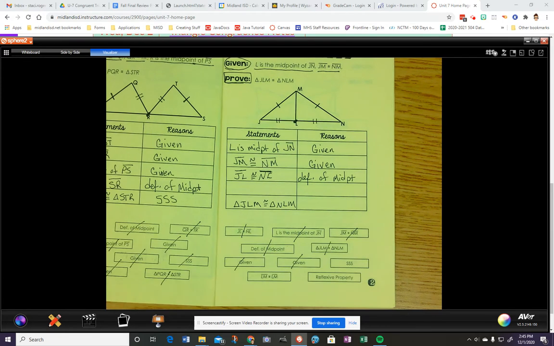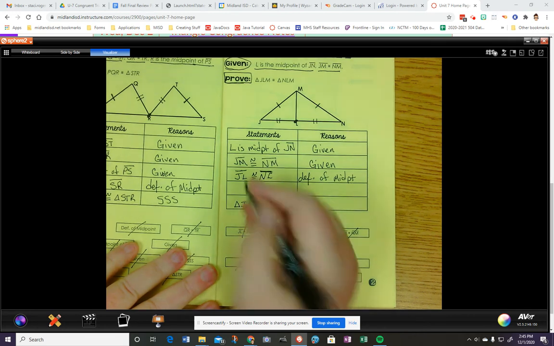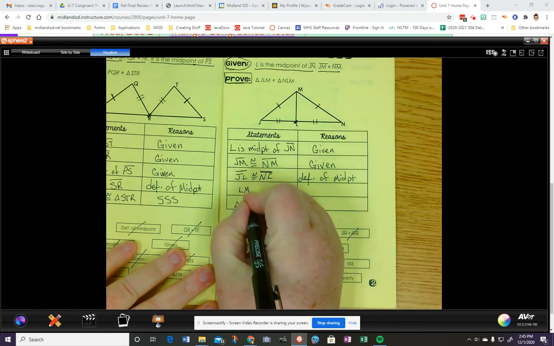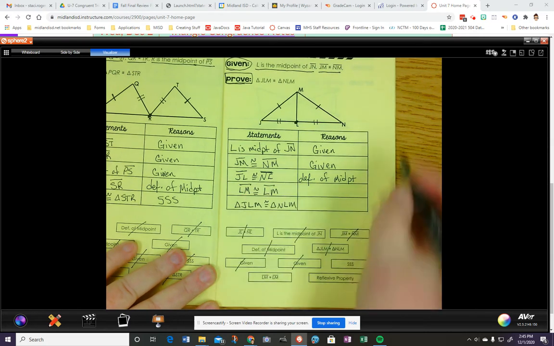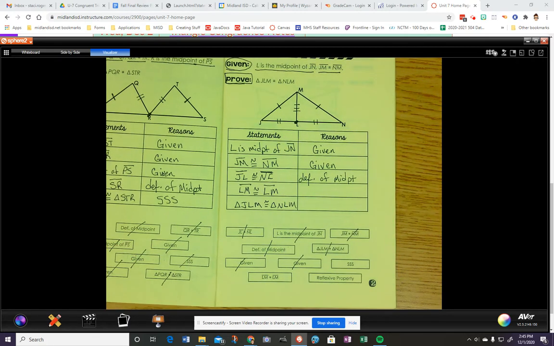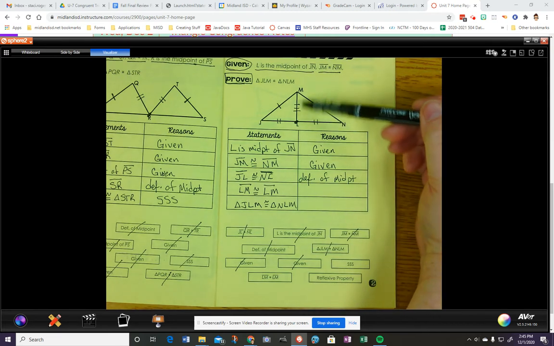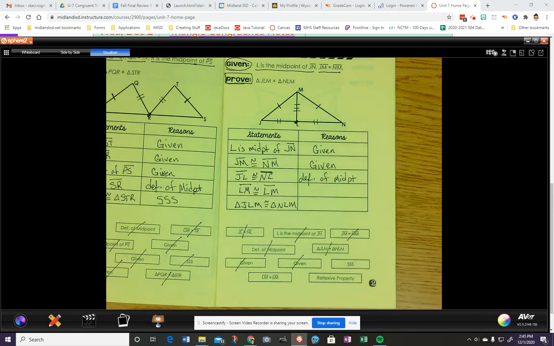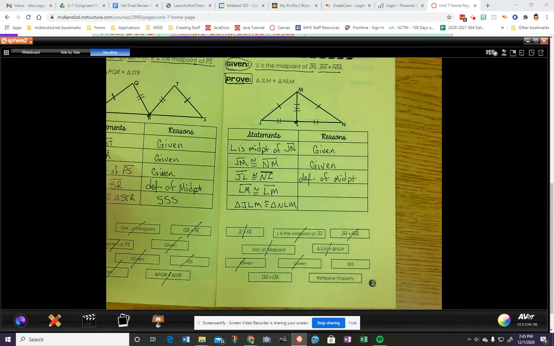We mark it off. So what's left? What's the last thing? What can we say? Why just say LM is congruent to LM? Let's write it down and then talk about it. LM is congruent to LM. That's this side right here. Why? Do you notice anything strange about it? It's being shared by both triangles. So the reasoning is, if it's being shared by both triangles, it's reflexive.